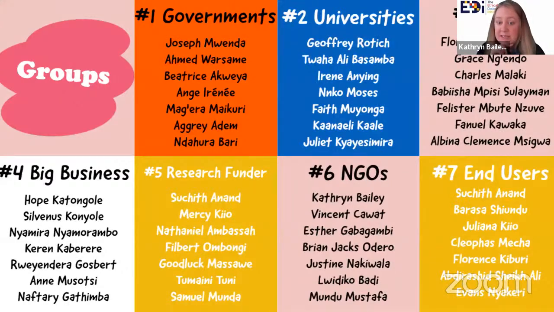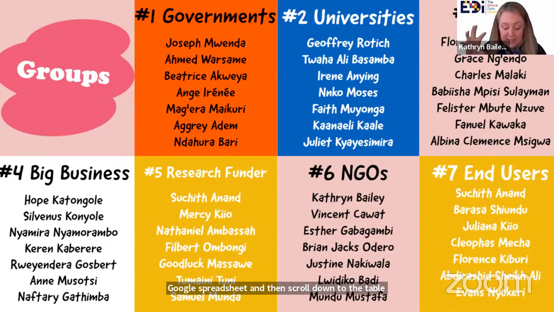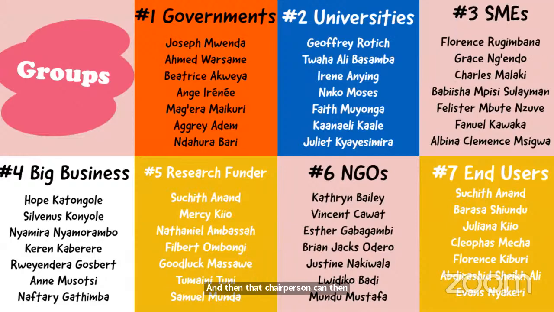So I've put in the chat a link to a Google spreadsheet, and we're going to use this as a worksheet to complete the task, the workshop. So if you enter the Google spreadsheet and then scroll down to the table relating to your stakeholder group, you can work together in that. So this is what you'll be using as a worksheet. And it might be easier within your groups to appoint a chairperson, and then that chairperson can feed back to the group afterwards.